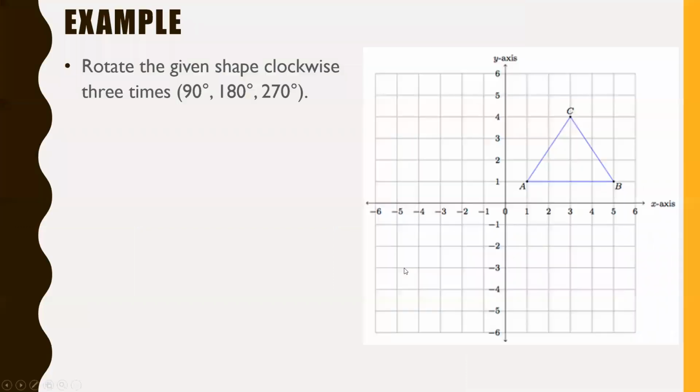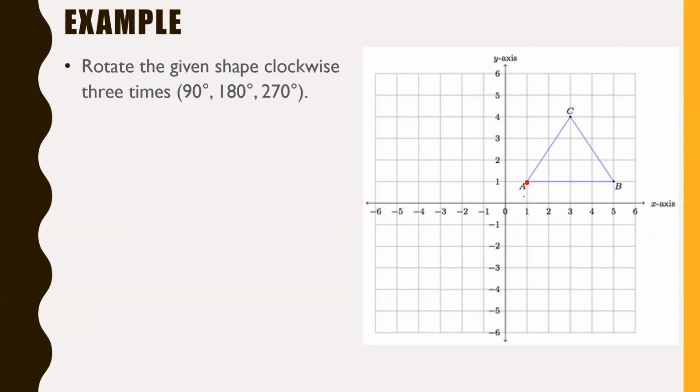Anyway, moving on. All right, so here's another example. Rotate the given shape clockwise 3 times, 90 degrees, 180 degrees, and 270 degrees. Okay, you have to deal with this one coordinate at a time. We're going to start with 90 degrees. Remember my 90-degree rotations. You take your coordinate, you make the x negative, and then you swap the x and the y.